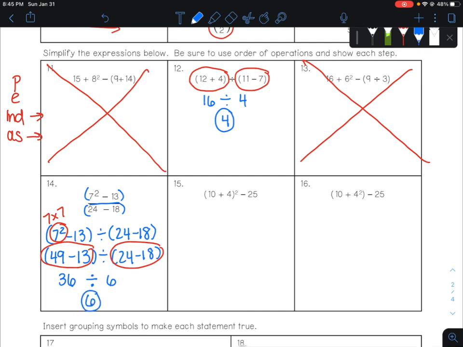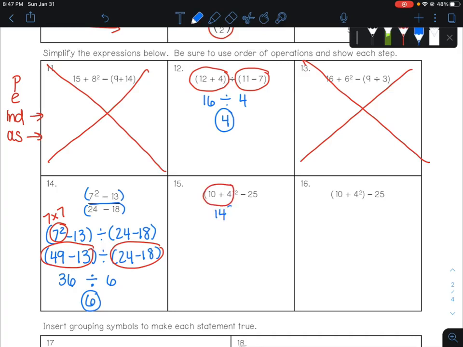Okay? Now 15 and 16 look almost exactly the same, except for in 15, the exponent's on the outside, and in 16, the exponent is stuck to the 4. So let's see if that makes a difference in our answer. So in number 15, we can do those parentheses first, meaning 10 plus 4. So that's going to be 14.